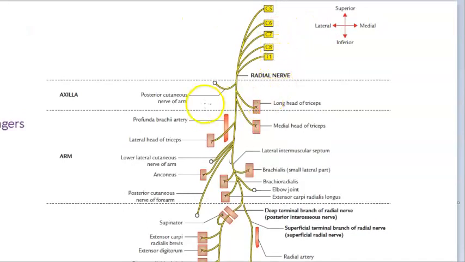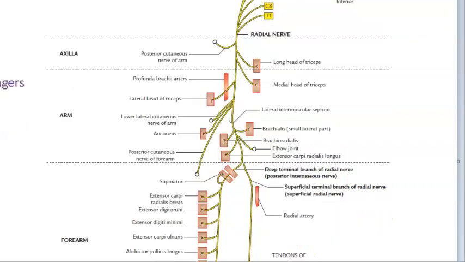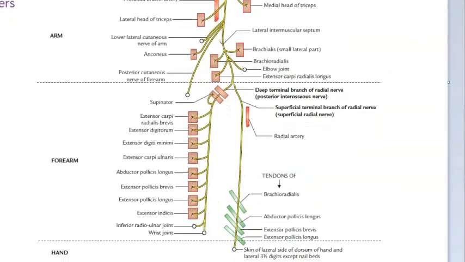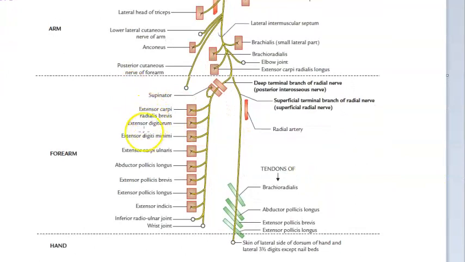Then it is supplying the long head of triceps and the medial head of triceps. Then in the arm, it supplies brachialis, brachioradialis, etc. When it comes to the forearm, it is supplying all these extensors: extensor carpi radialis brevis, extensor digitorum, extensor digiti minimi, extensor carpi ulnaris. So many extensor muscles I can see here that it is supplying.